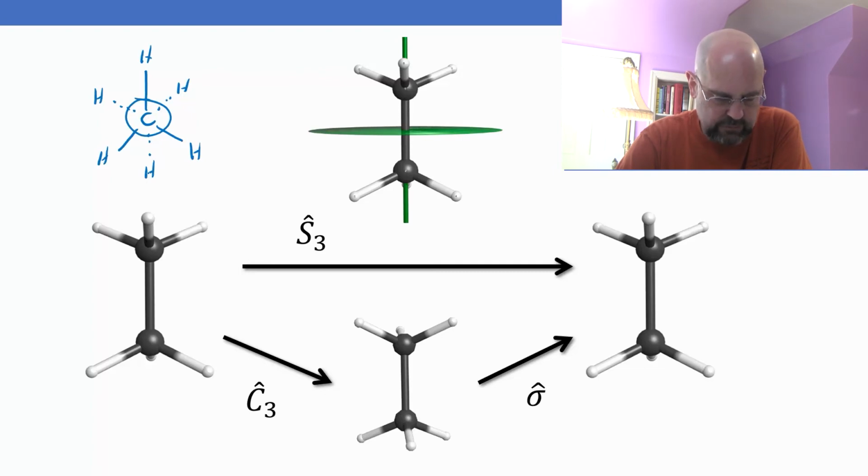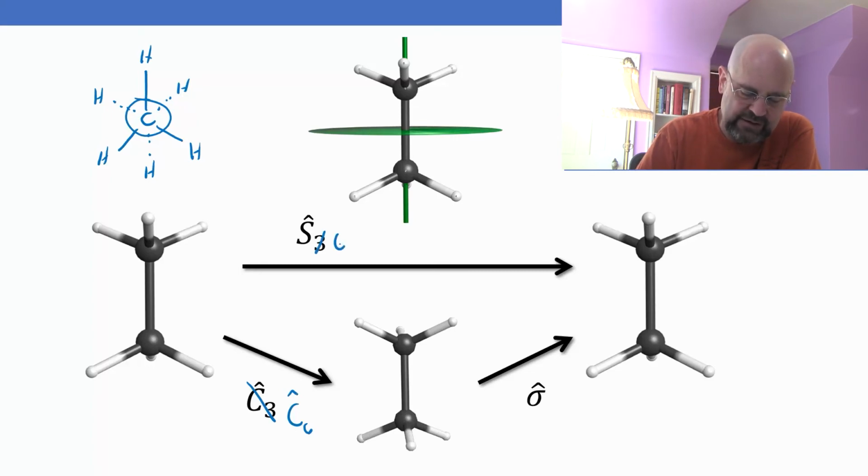So I'm going to rotate that molecule, and actually I see that I made a mistake here, because if I rotate it, I'm rotating it by sixfold, not threefold. And then I have the reflection through the plane. And so this is not a C3, this is a C6.